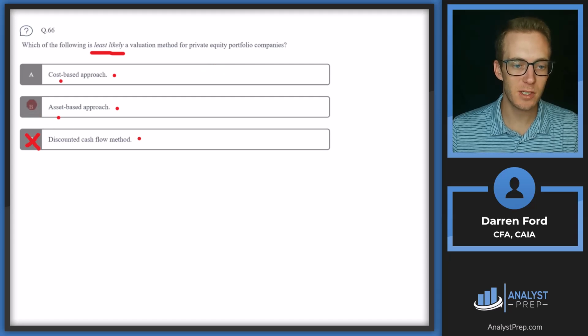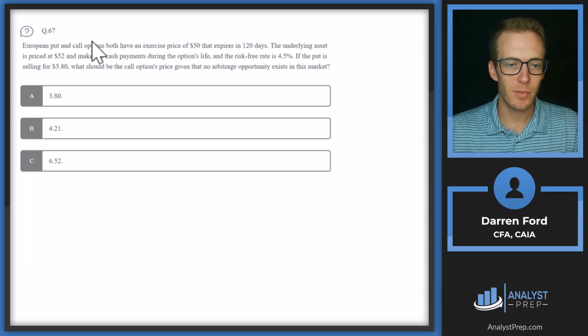However, for asset-based approach, this will be used a little bit more commonly among distressed managers, since they're going to be buying the companies and then essentially kind of selling off the assets. And so knowing what the fair value of those assets are, they're able to market the company as worth a certain amount based on that. So I think between these two, neither are great, but cost-based approach is going to be the worst. So we'll go with A.